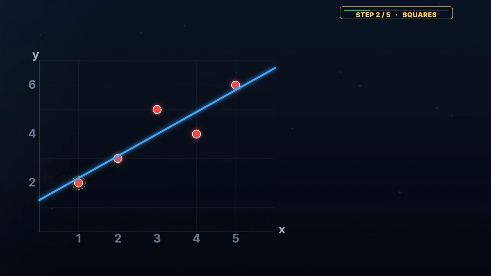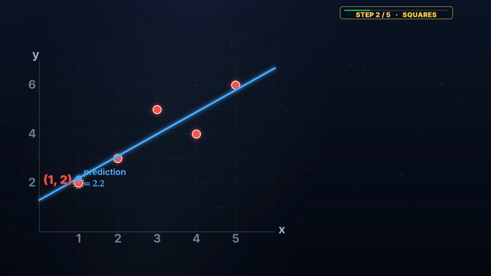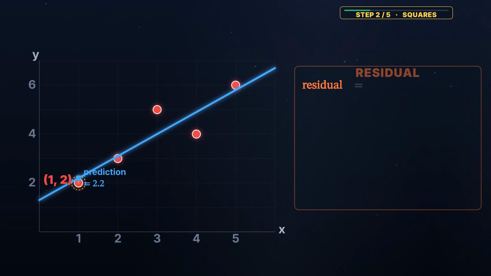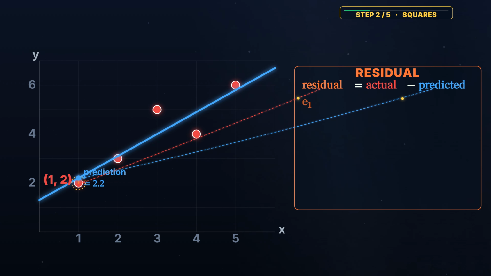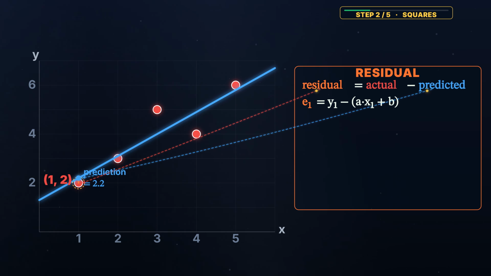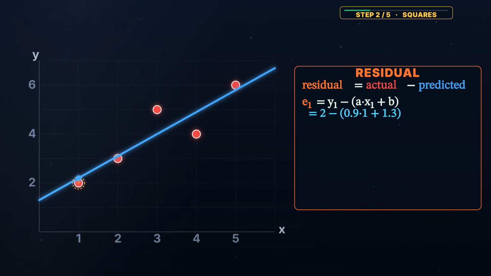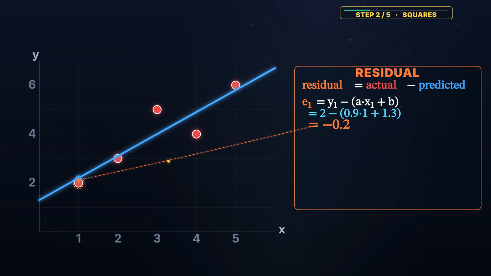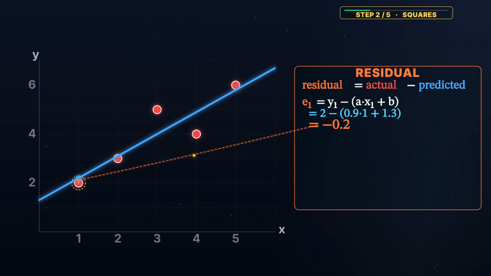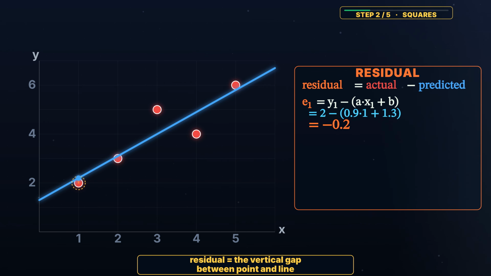Define a residual precisely. Focus on 1 point, coordinates (1, 2). A dashed line drops vertically to the blue fit line. The prediction is 2.2, so the residual is negative 0.2. In symbols, e1 equals y1 minus (a x1 plus b), that is, actual minus predicted. A residual is simply the vertical gap between a point and the line.